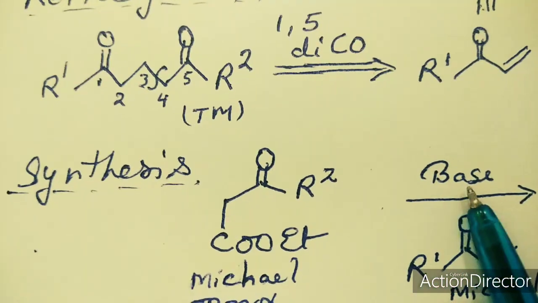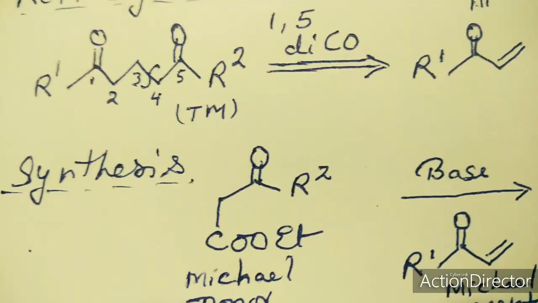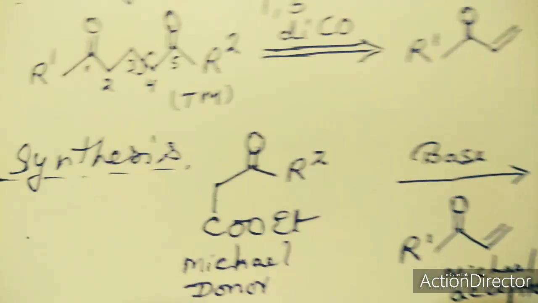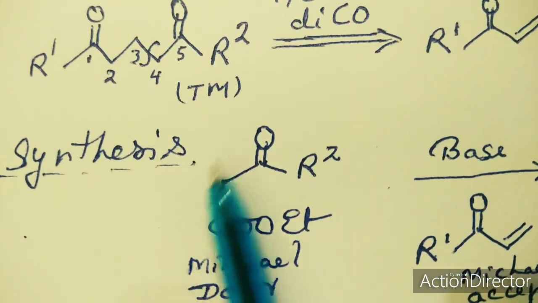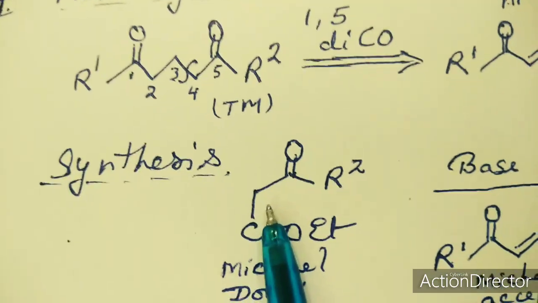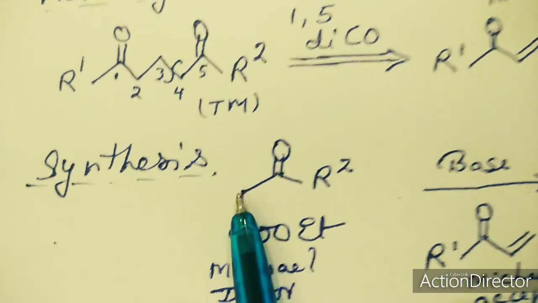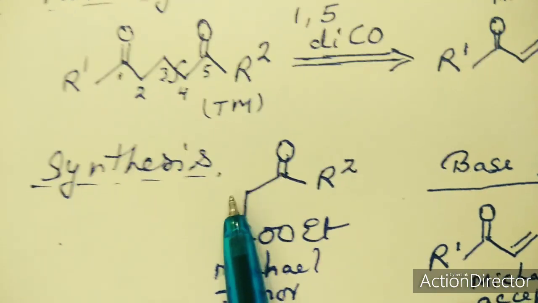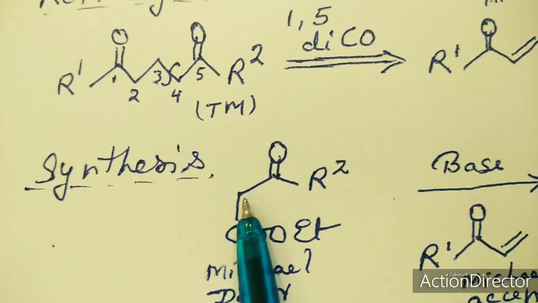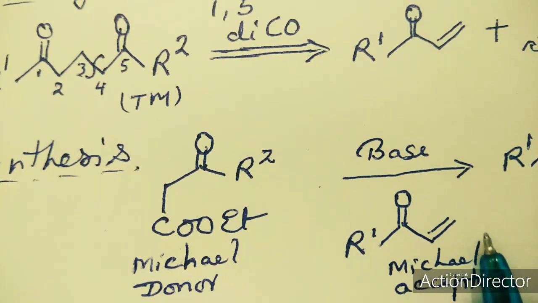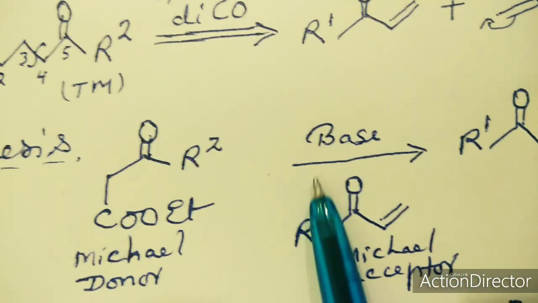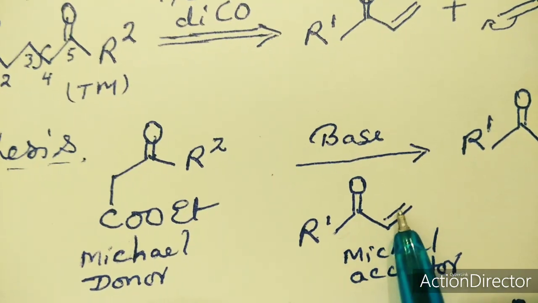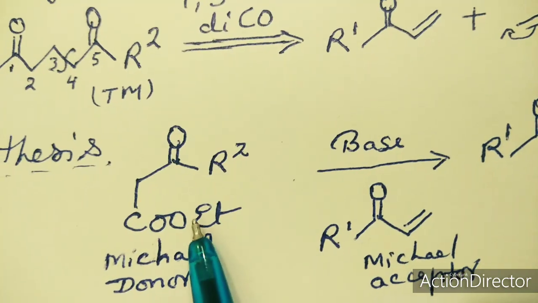In the presence of a base, this will react with a Michael acceptor. Now, the terms Michael donor, Michael acceptor. This carbanion which will be formed will be the Michael donor, because in the presence of a base, hydrogen will leave, leaving a negative charge here. So this will act as the donor, whereas in this alpha beta unsaturated ketone the electron pair is pulled upwards, and as a result this carbon will get a positive charge. So this will accept.